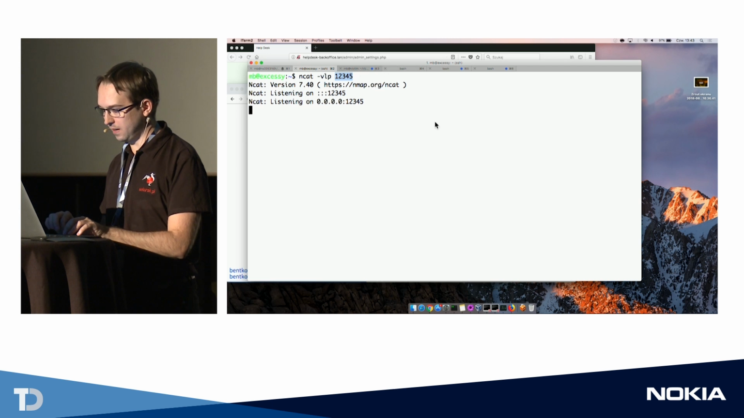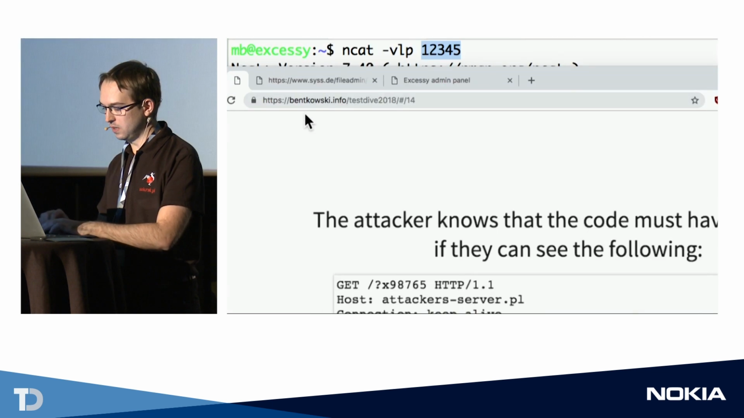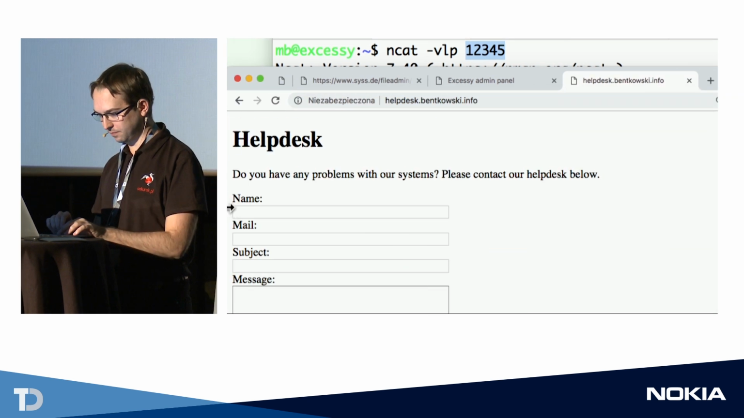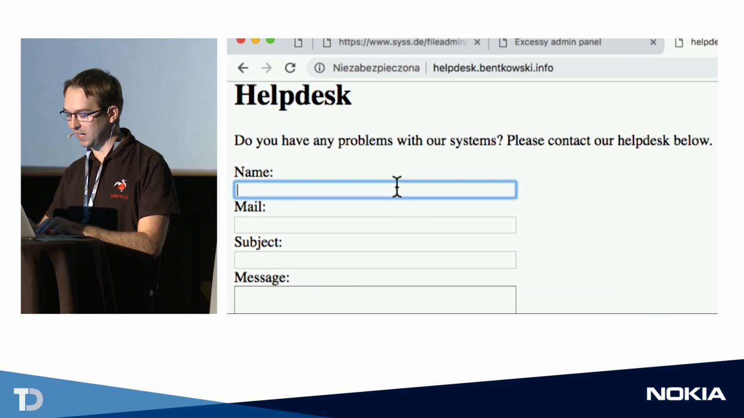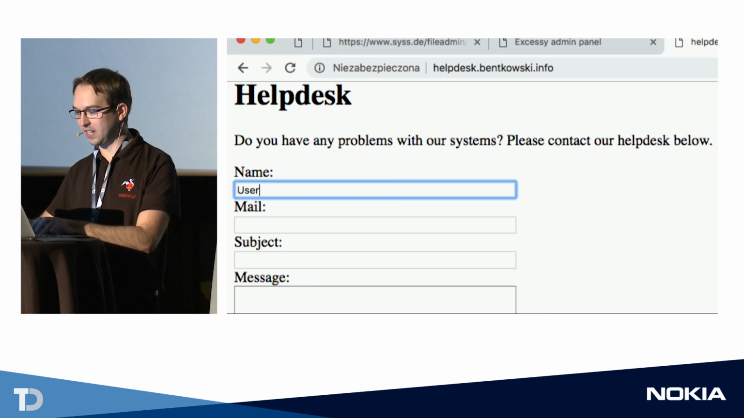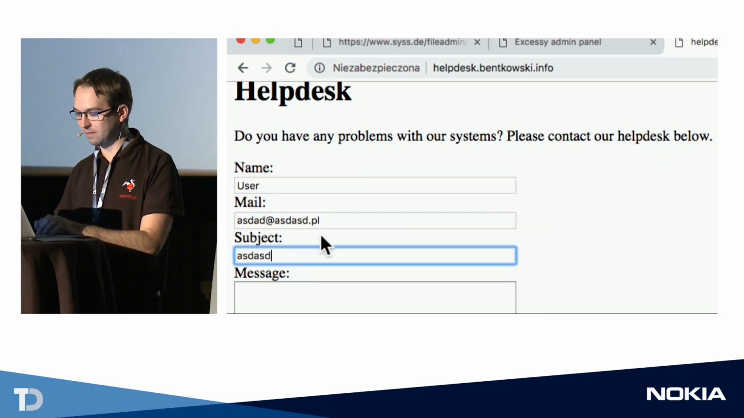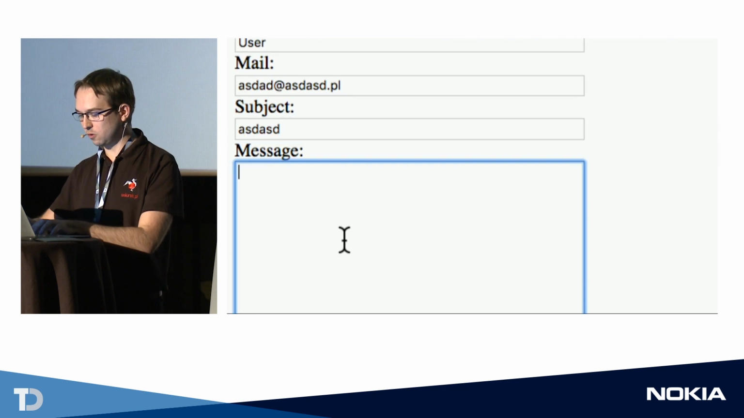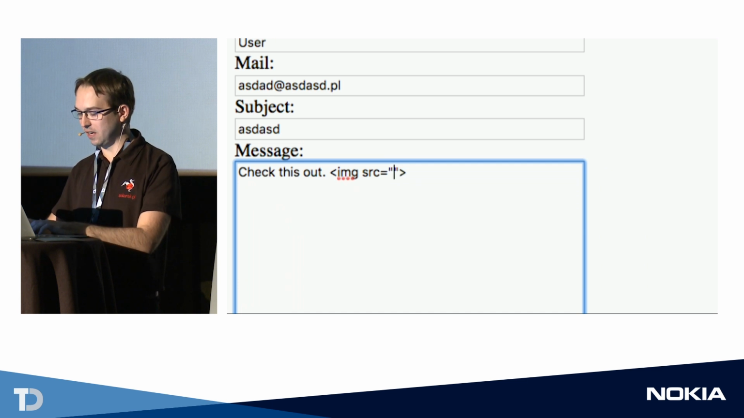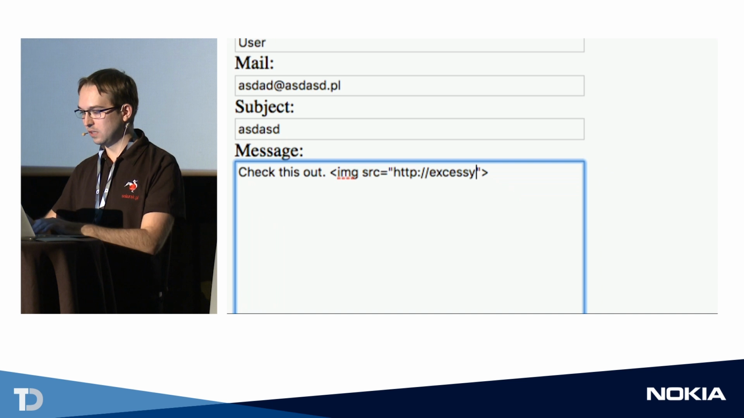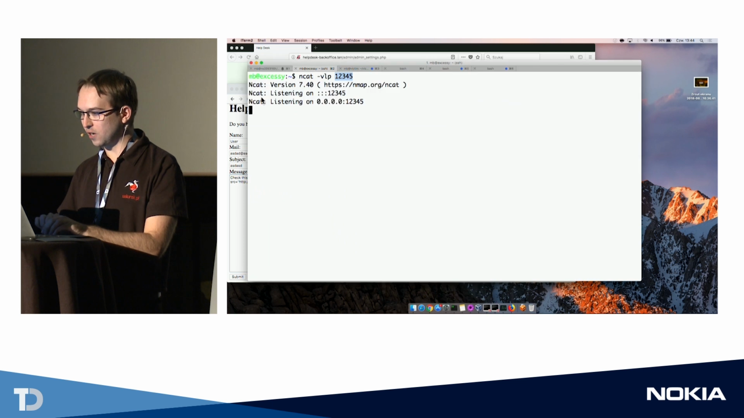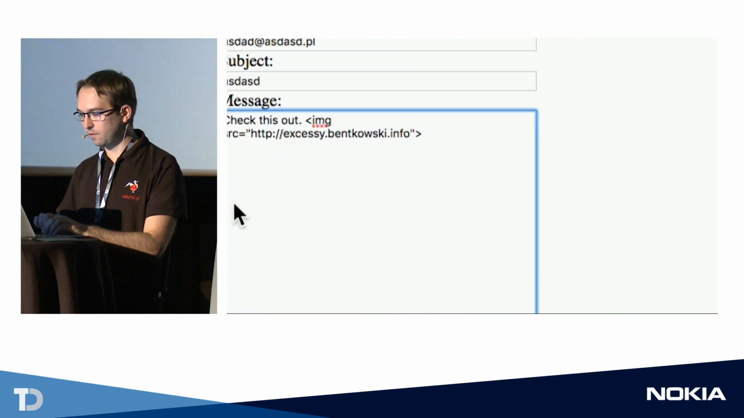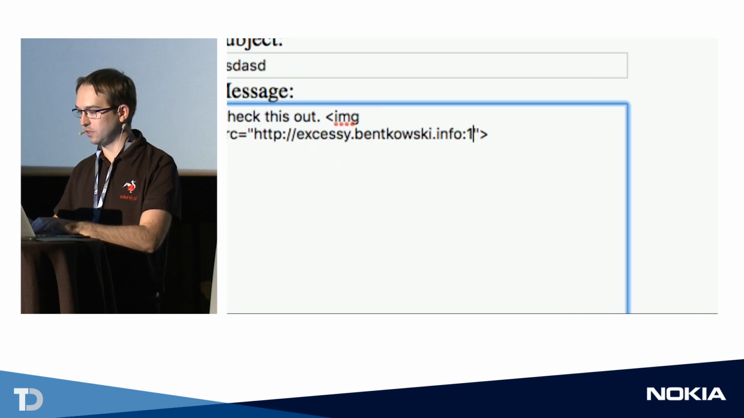Now, on the other tab, I can go to a help desk page: do you have any problem with our systems, please contact our help desk below. So I can input some data. It doesn't matter what I say here. Then some subject, and then a message. I will give a message over here, and I will try to include an image tag. The image tag will point to the server Michał Bentkowski info, which is the server on which I run netcat. And of course, I need to add the port definition, 12345.